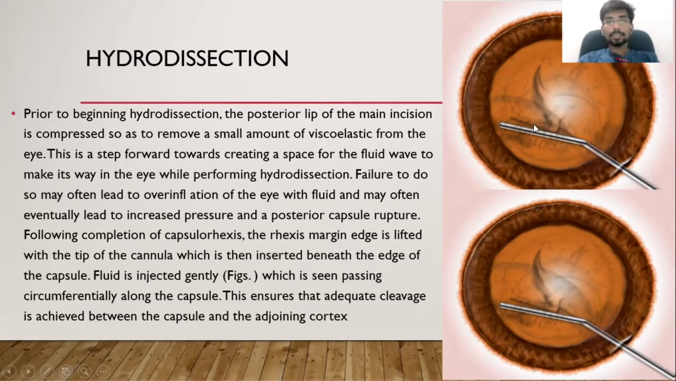So here, the cannula is passed between the capsulorhexis margin and cortical matter of the lens. And we have to gently inject the fluid, which is seen passing circumferentially in the posterior side. Here, progression of the fluid wave will be seen.